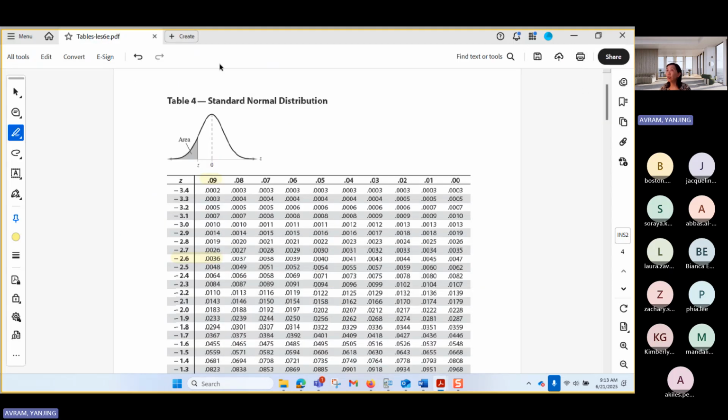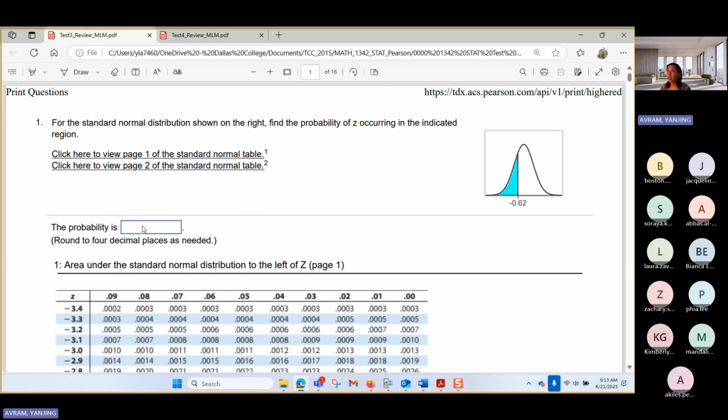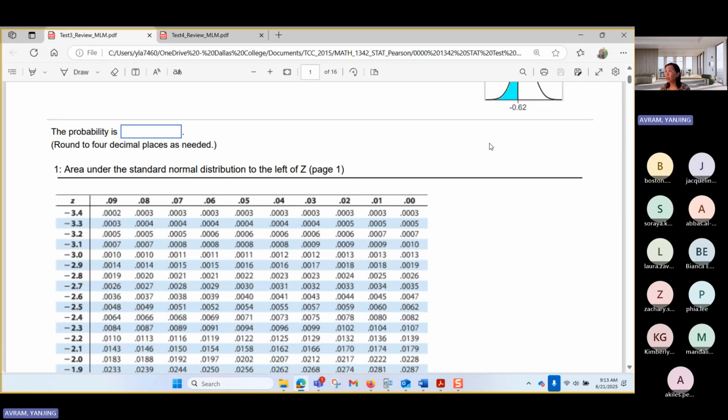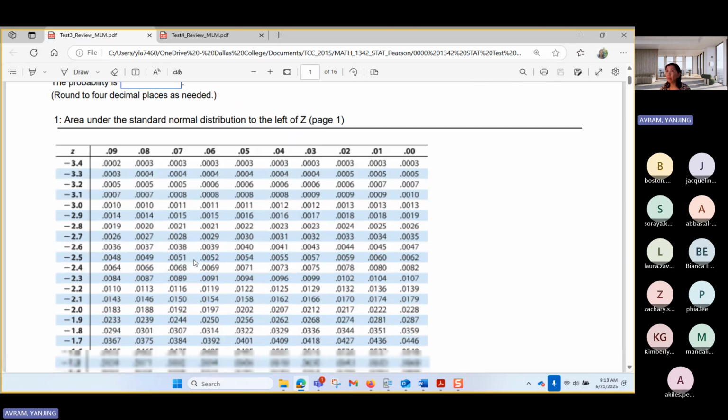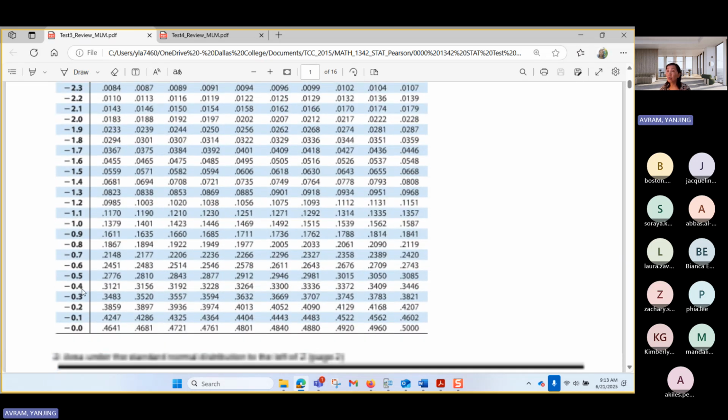Okay, so let's look at our question here. This one is telling you the Z-score is negative 0.62. So what is the probability? This one is the area to the left. If you read this, it means area to the left, so I only need to read the table. So go to the negative. Z-score can be positive or negative, so you have to be very careful. Negative 0.6, so this is right here, negative 0.6.